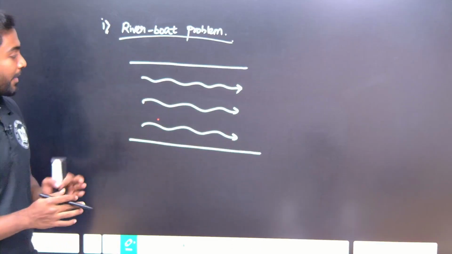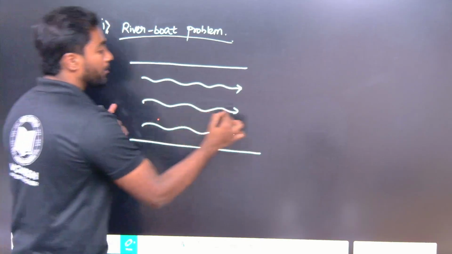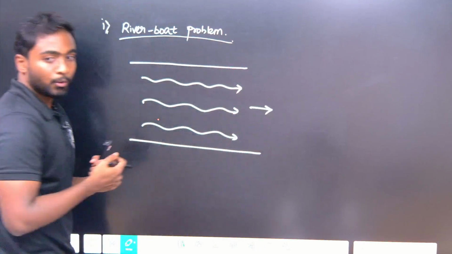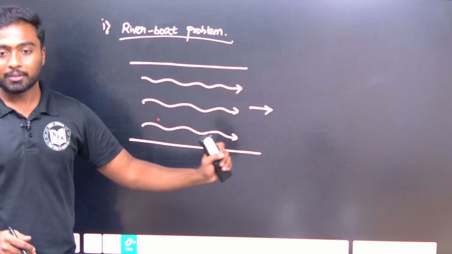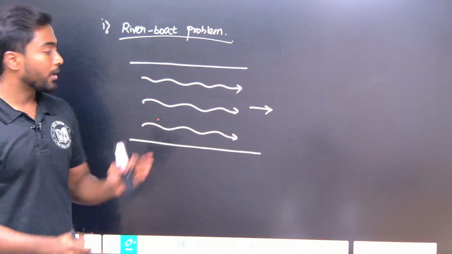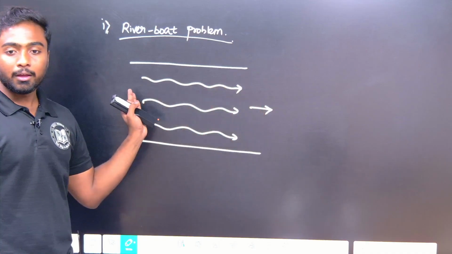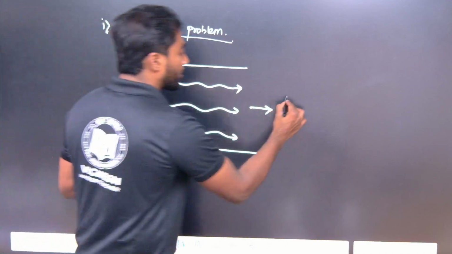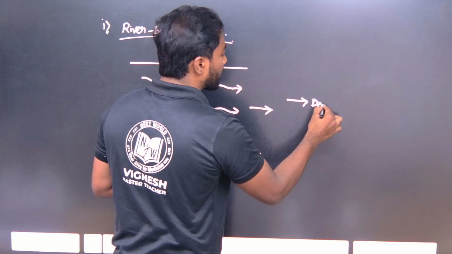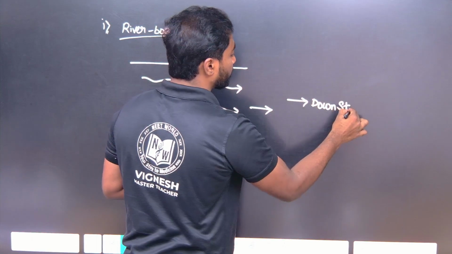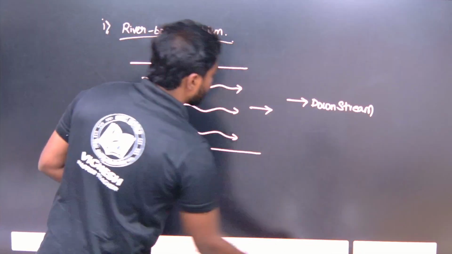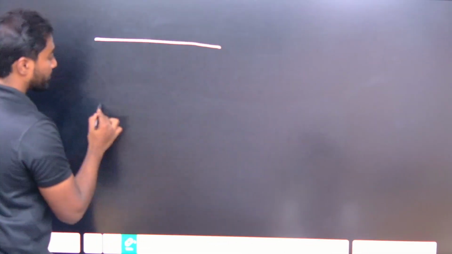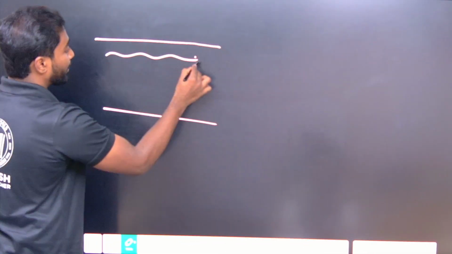The river is flowing in this direction and the person is going along in this direction. Okay, same direction, which means down the stream, going together. The person is going in the direction of the river, which is nothing but downstream. Okay, downstream.